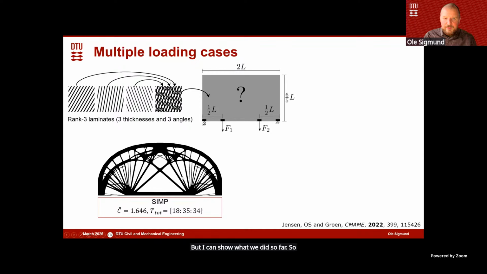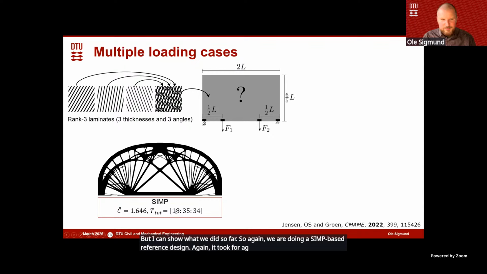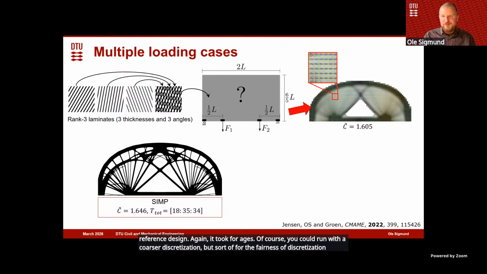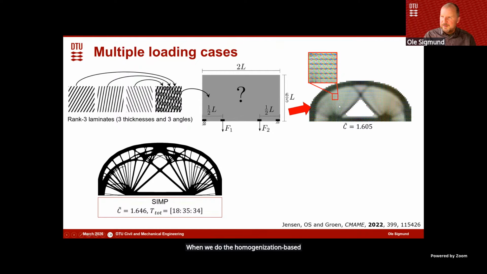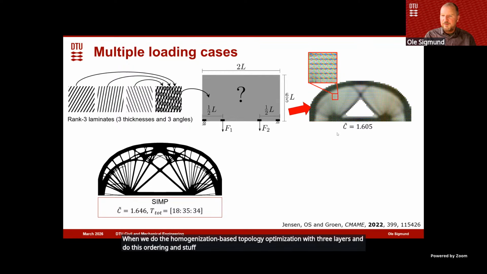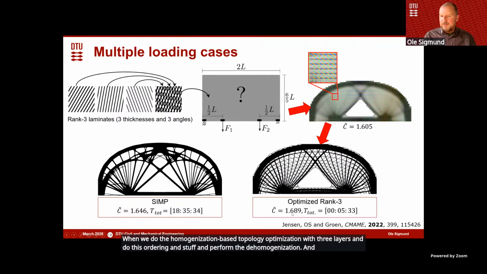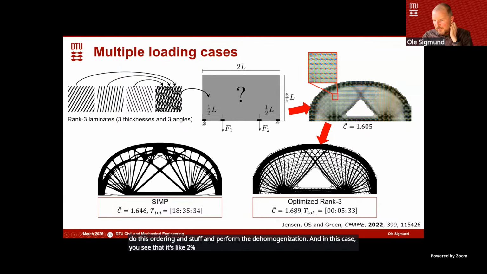Again, we are doing a SIMP-based reference design. Again, it took ages. Of course, you could run with a coarser discretization, but for fairness of discretization, I show this case here. Then we do the homogenization-based topology optimization with 3 layers, do this ordering and so on, and perform the de-homogenization. In this case, you see that it's about 2% worse in compliance, but again, the timing is so much better. So you really gain a lot by doing this de-homogenization.